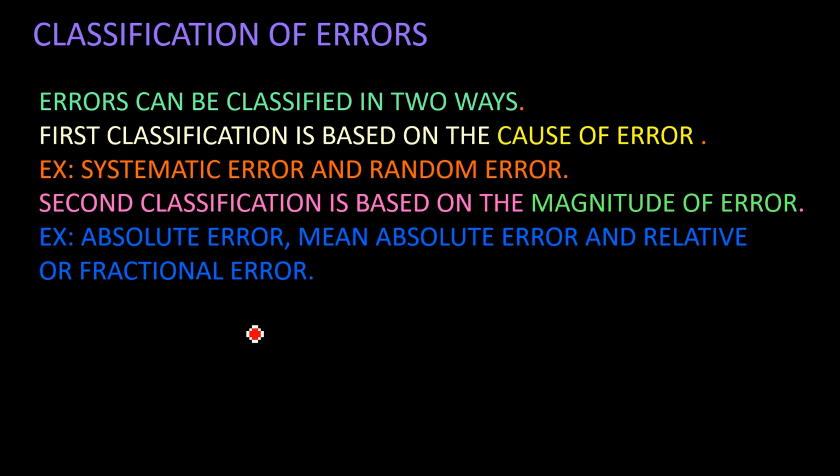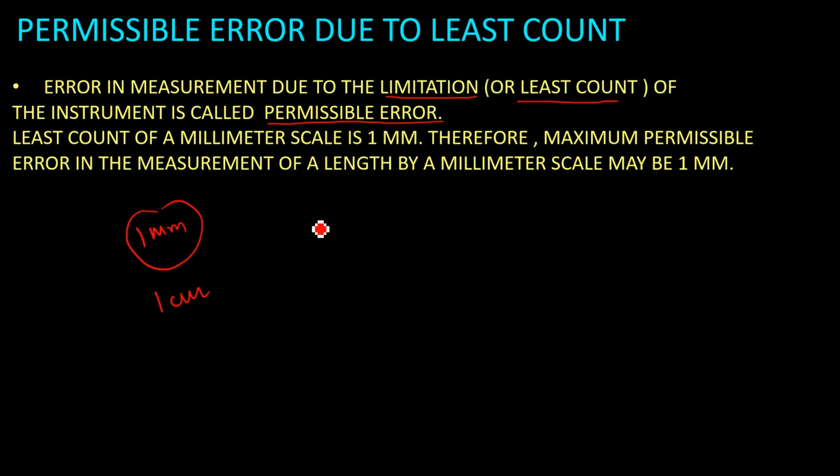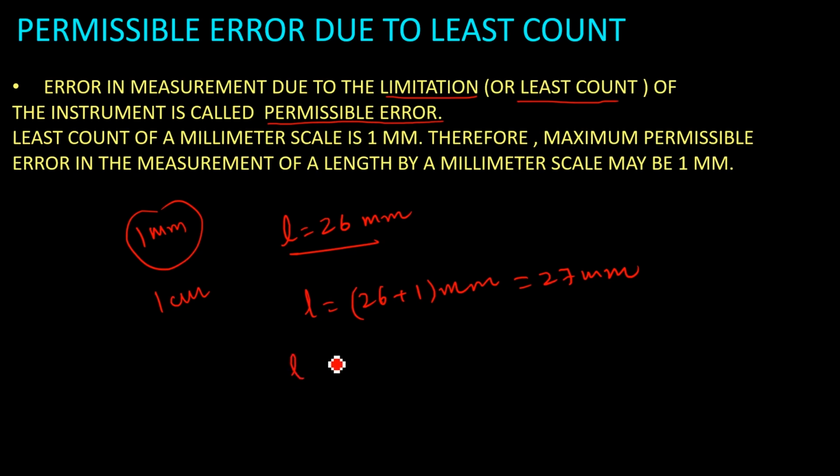Next one, very important. We can consider one example. Here I will take 1 mm. So take length as 26 mm, suppose. We'll see one example, then we will go for classification of errors. L equal to 26 mm, right? What I said, the maximum error can be 1 mm, right? So we can take L equal to 26 plus 1, that is 27 mm you will get.